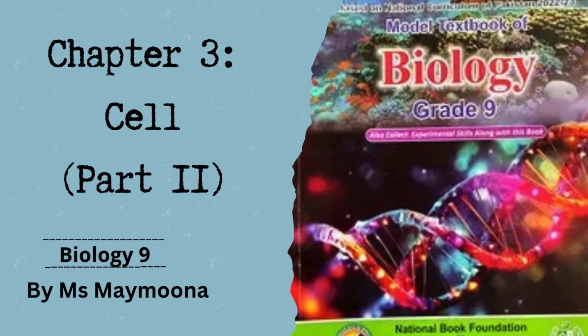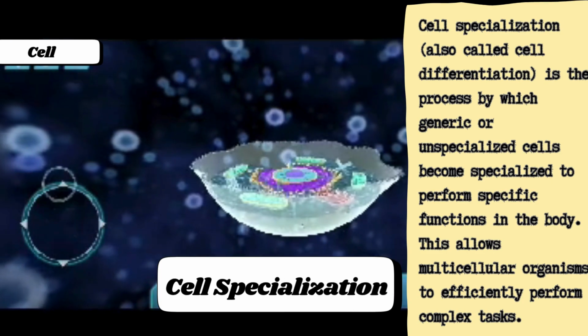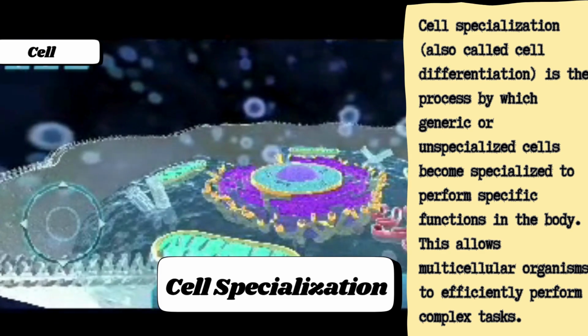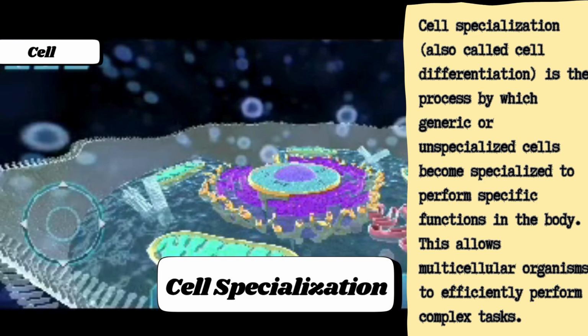Let's start today's lesson, chapter number 3, Cell Part 2. First topic is cell specialization. In multicellular organisms, cells are specialized to perform their specific roles.